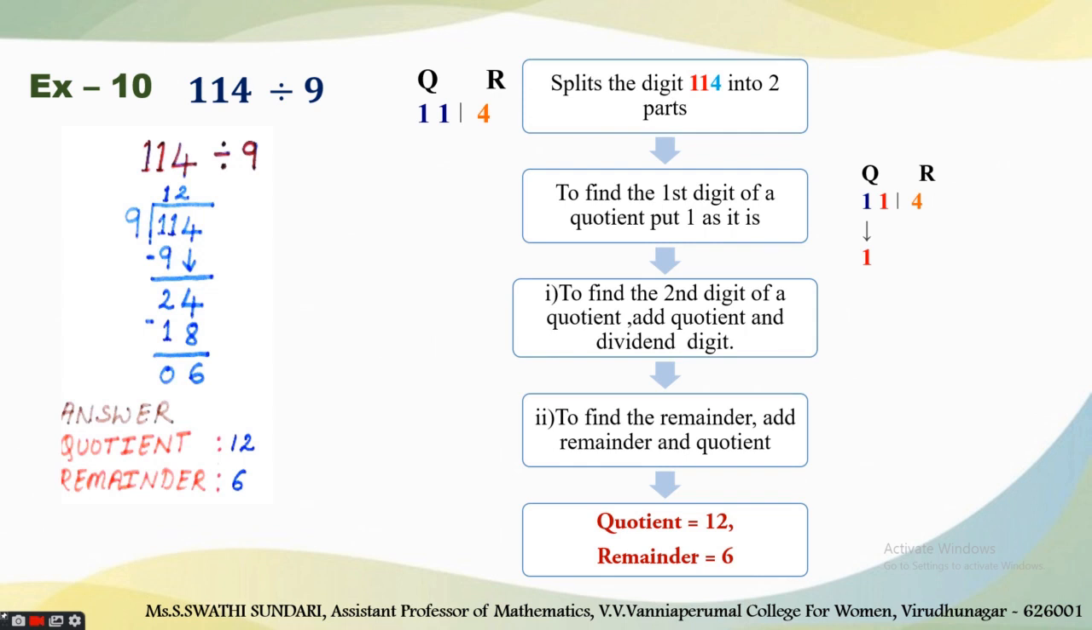Next, to find the second digit of the quotient, add the quotient digit and the dividend digit, that is 1 plus 1 equal to 2. So we get the second digit of the quotient as 2. So we get the quotient as 12. And next, to find the remainder, add the remainder and the quotient digit. We get the second digit of the quotient as 2 and the remainder is 4. So we get 6. So the quotient is 12 and the remainder is 6.